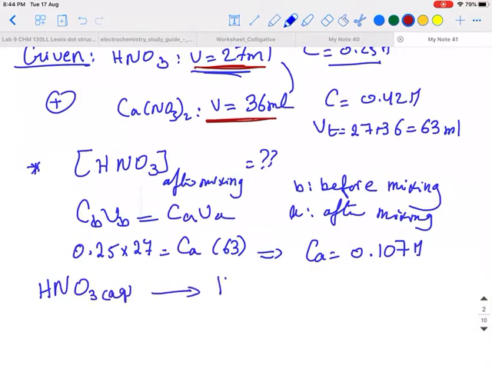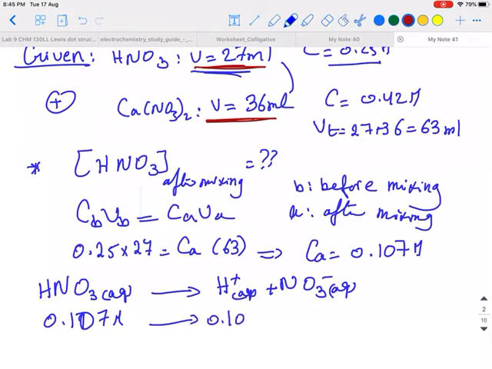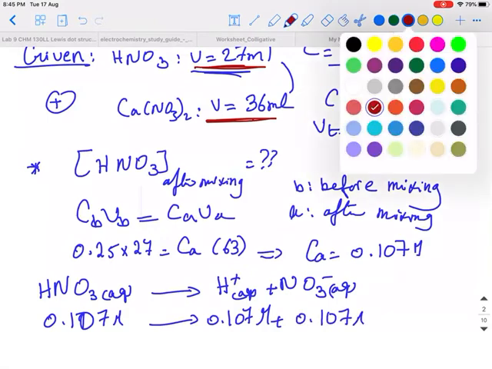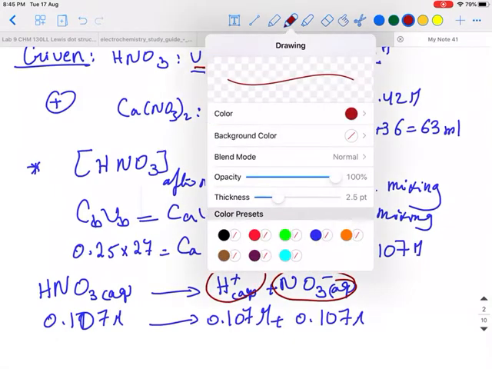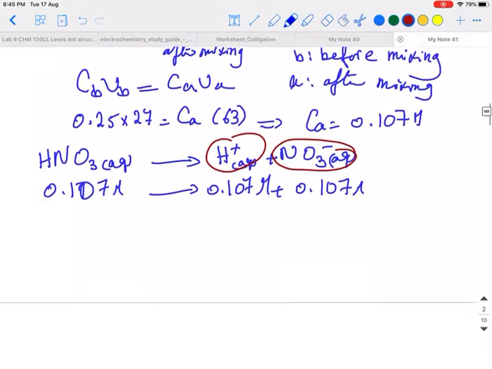Nitric acid is aqueous, so it splits into its own ions. So we have H+ and NO3-. If the concentration of nitric acid is 0.107 molar, and all the ratios are 1 to 1, the corresponding concentrations will be 0.107 molar for nitrate ion, and 0.107 molar for H+ coming from nitric acid.